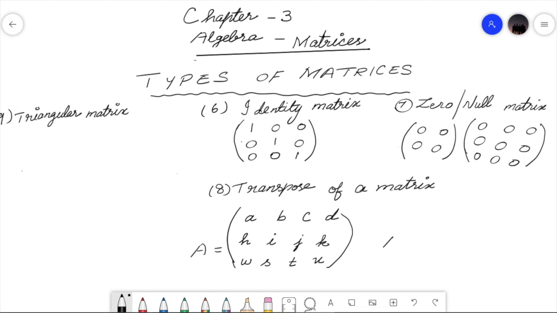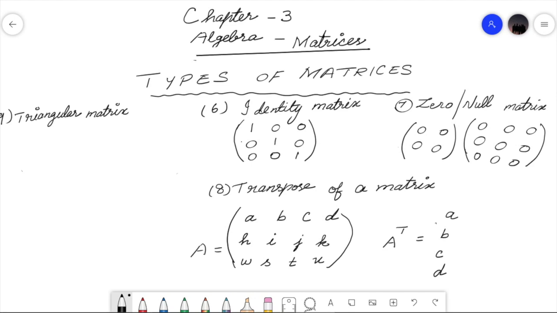It is the interchanging of elements. Transpose of the matrix is the interchanging of the rows and the columns of the elements. The row elements become columns and the column elements become rows. See here, what is your first row? It is A, B, C, D. So this row A, B, C, D will be written as the column A, B, C, and D.